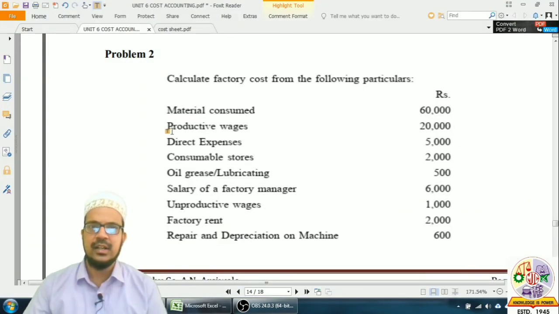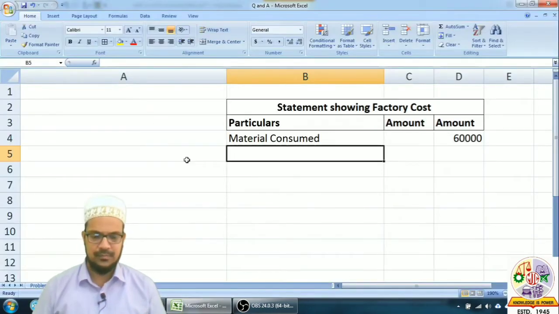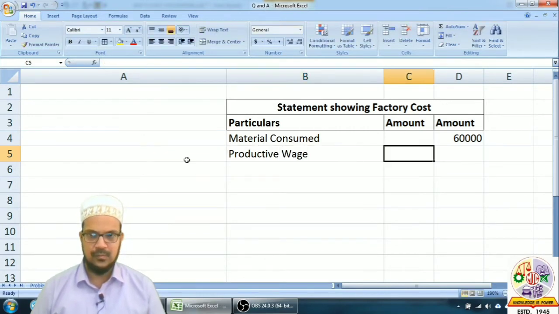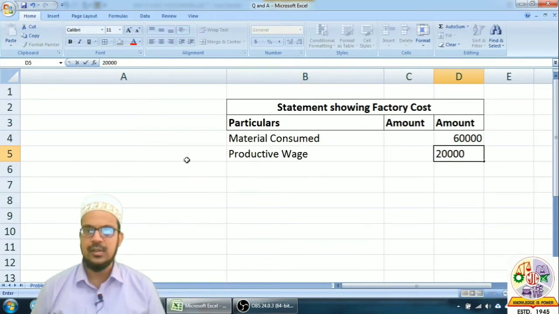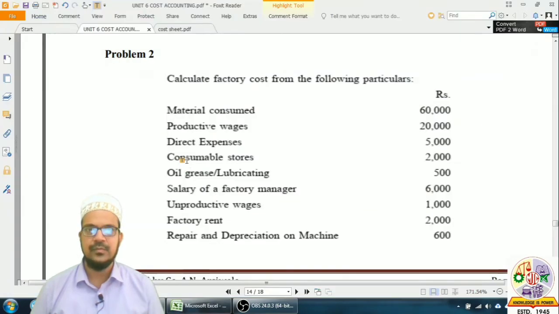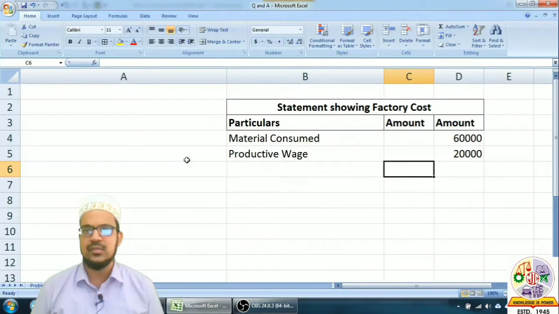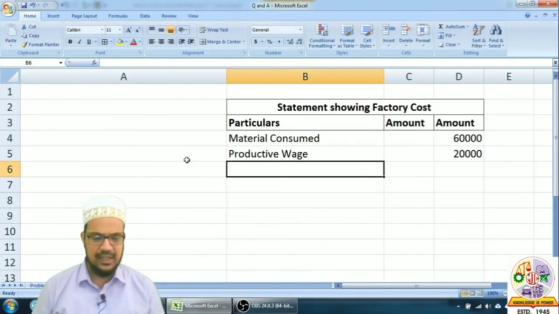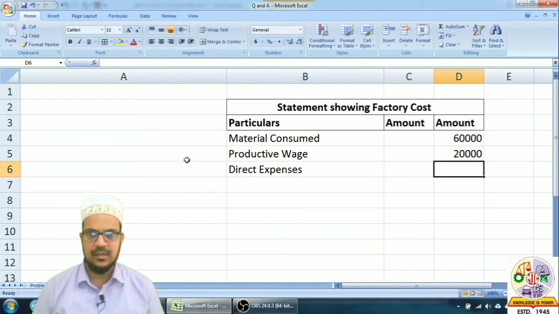The next is productive wages. This is nothing but direct wages. So productive wages 20,000. Next is direct expenses 5,000. Again, direct expenses are part of our prime cost. Direct expenses 5,000.